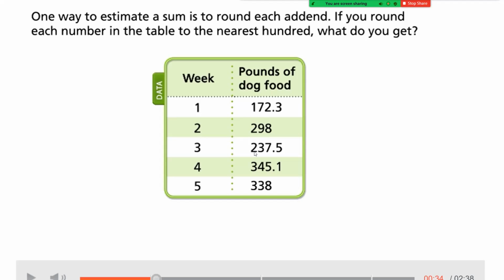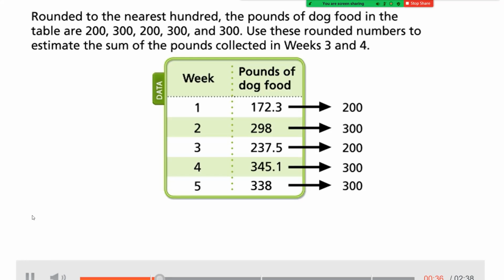Week 3, we're looking at the 2. We're going to look over at the 3. That's going to stay at 200 pounds. Week 4, the 3 is our rounding place, so we're going to look over to the 4. That tells us we're going to stay at 300 for week 4, and then we're staying again at 300 for week 5. Rounded to the nearest hundred, the pounds of dog food in the table are 200, 300, 200, 300, and 300.